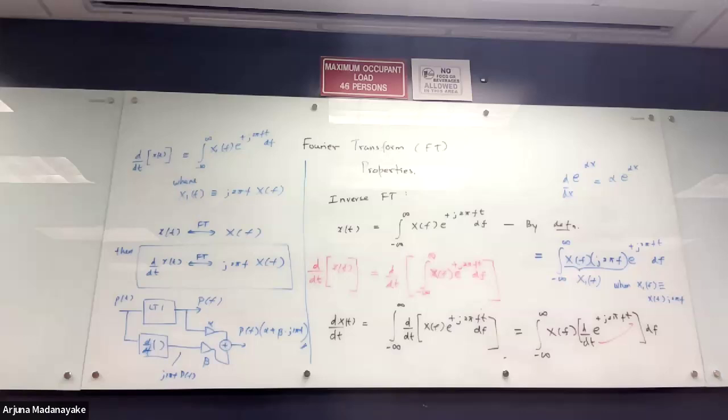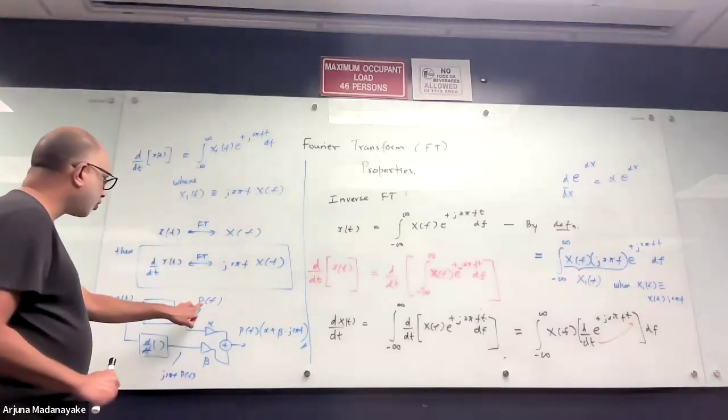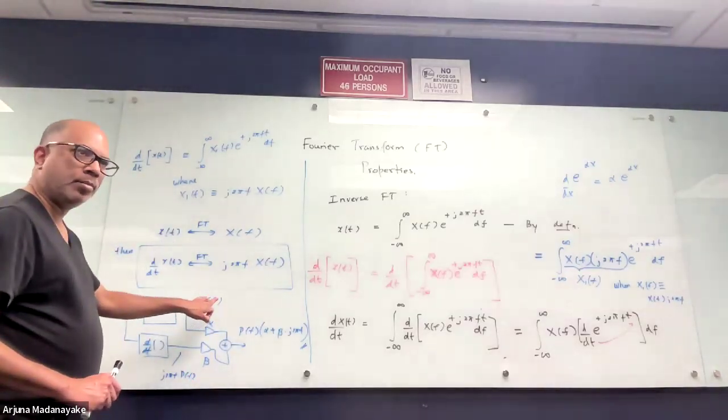I'm a little confused. So the p of t goes through the LTI system and it comes out as p of f. Yeah, it's just notation, right? I just replace small x with small p and capital X with capital P. So you can call it what you want, but the point is that p of t has a Fourier transform capital P of f, right?